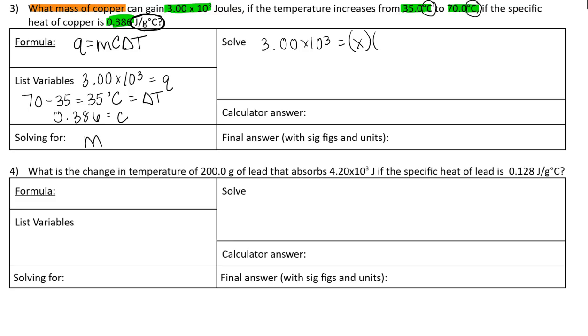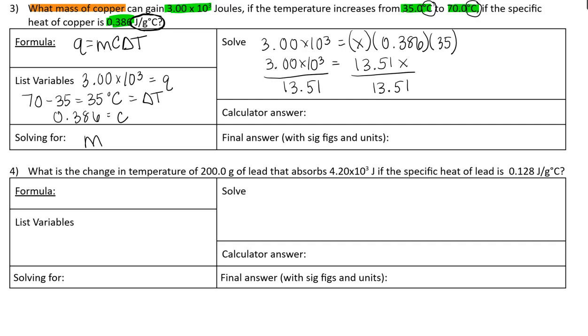Equals M. I have no idea what that is, so I'm going to put X, and I'm putting it in parentheses because we're going to multiply things. All right, do I know the C? Yes, I do. It's 0.386. Delta T we calculated is 35. Okay, so I'm going to leave this side alone. I'm not ready to deal with that yet. On the other side, I'm going to combine my like terms. I'm going to multiply these two numbers. So 0.386 times 35. So I have 13.51x.